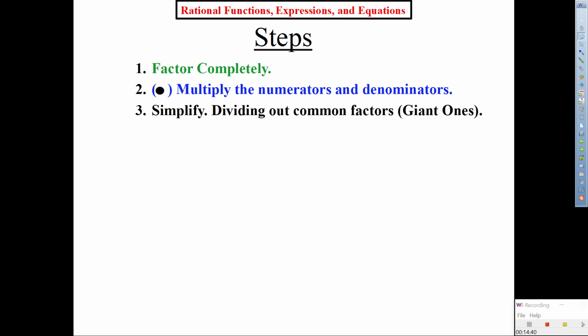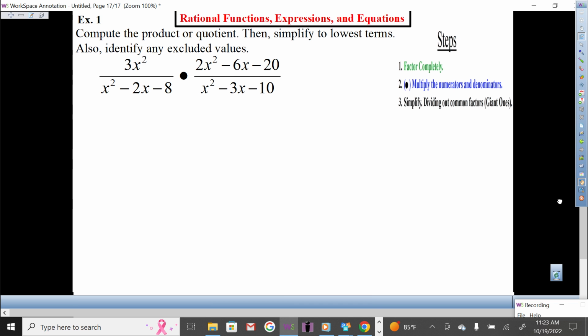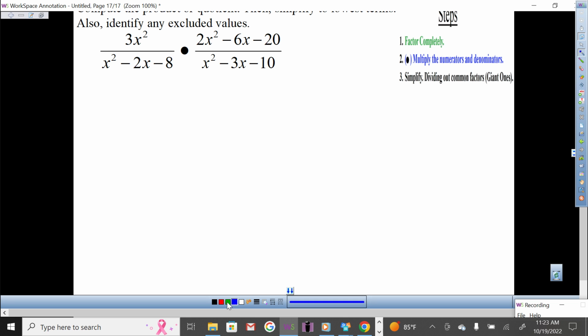Since we already know all the processes, we're going to do this one together. We're going to go slow, but together. I'm going to start with the color green. I'm going to start with step 1 that says factor completely. What do I factor completely? Everything. Start with the first fraction.